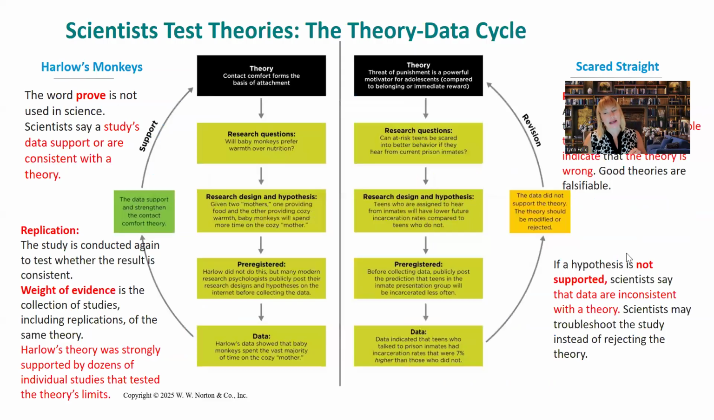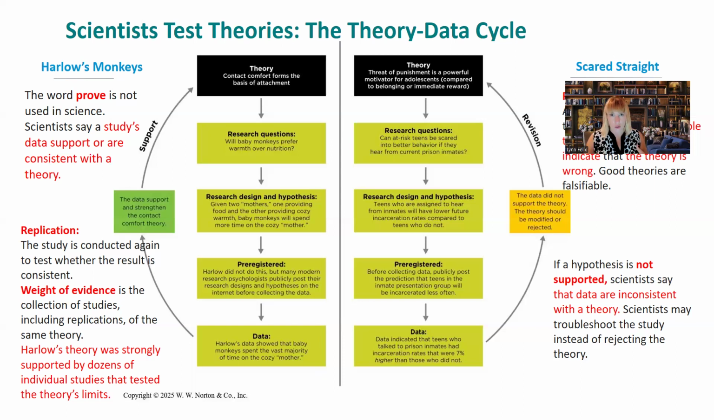So I did include a slide here that goes over the theory-data cycle as well, once again for Harlow's monkeys, as well as your Scared Straight program, okay? So there are things that come up when people use the scientific method and they're testing for things. You have replication. So once a study's done, you want to be able to replicate that study in exactly the same way as somebody else in the future, and hopefully you get the same answers. So the study is conducted again to test whether the results are consistent. That's replication. Weight of evidence is the collection of studies, including replications of the same theory.